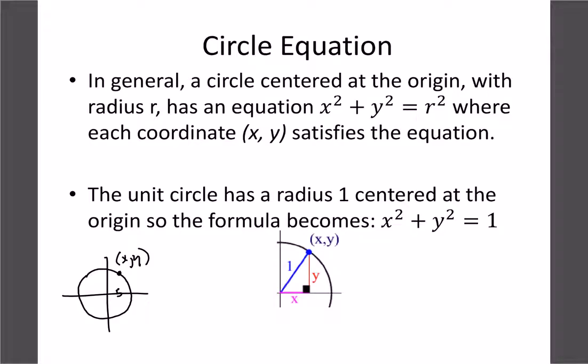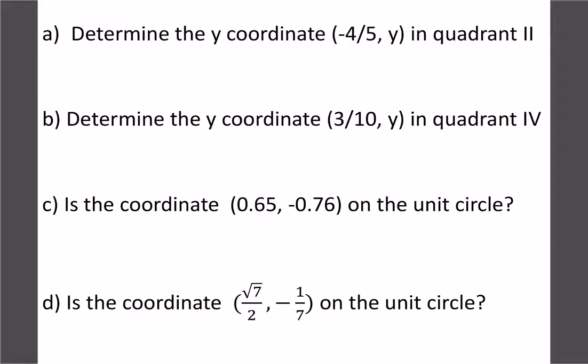So with unit circles, we make it even one step easier. We say the radius of a unit circle is always 1, and then our formula modifies to be x squared plus y squared equals 1 squared, or just x squared plus y squared equals 1. So from that, we can figure out missing coordinates.